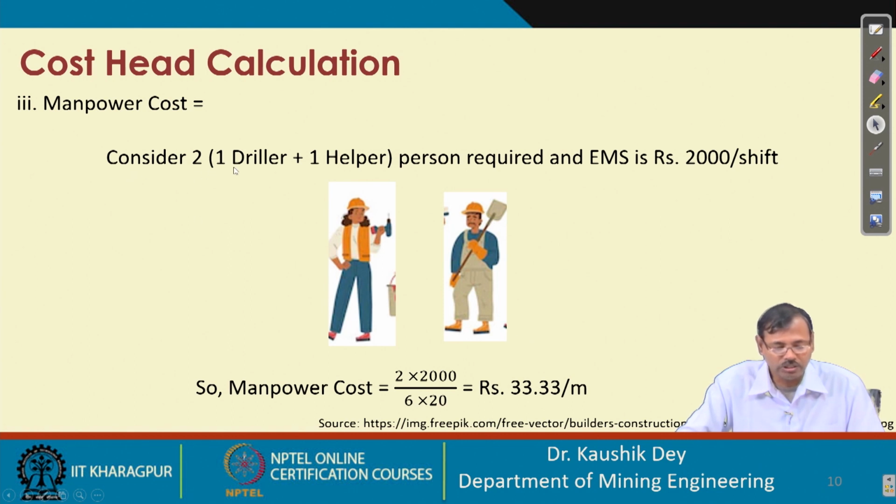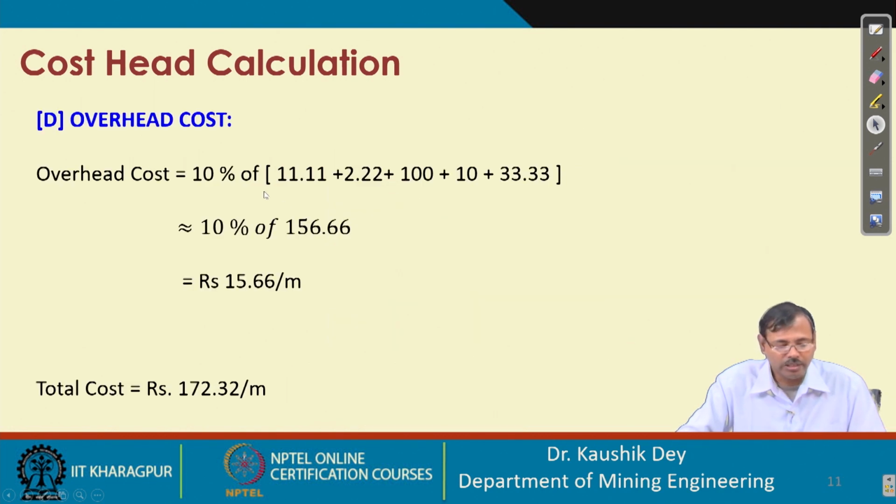Manpower cost, we consider one driller and one helper. So, 2 persons, 2000 rupees each. So, the manpower cost is 2 into 2000 rupees for a 6 hour shift. In 6 hours the drilling achieved is 6 into 20, so 120 meters. So, the manpower cost is coming 33 rupees 33 paisa per meter, and overhead cost considered 10% of all, which is coming 156 rupees 66 paisa. So, 15 rupees 66 paisa. So, thus by this way the total cost is coming 172 rupees 32 paisa.